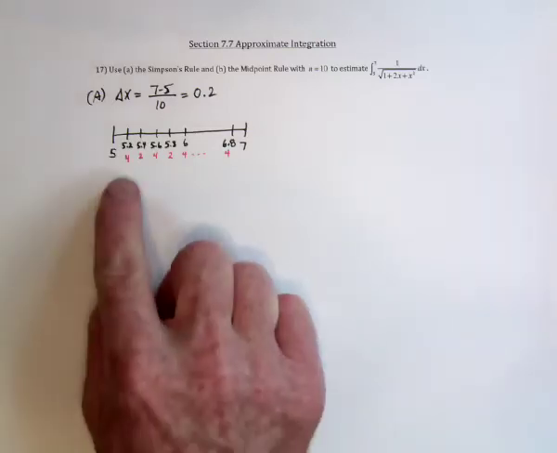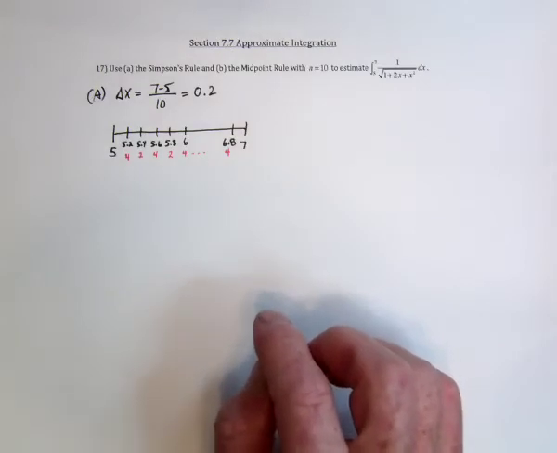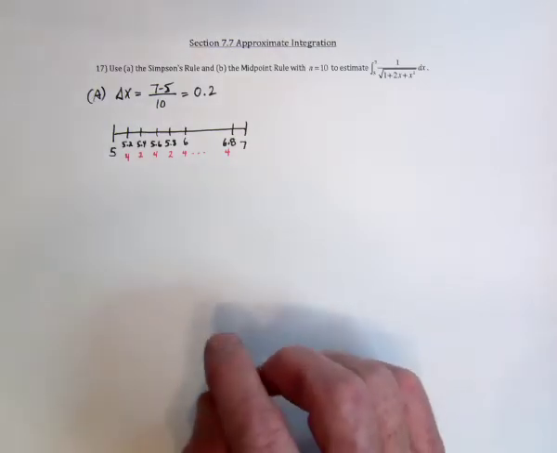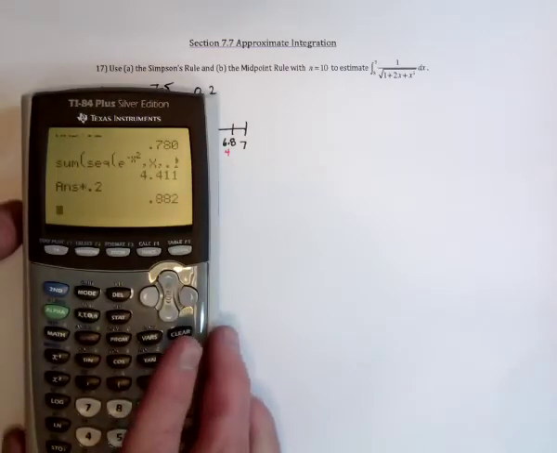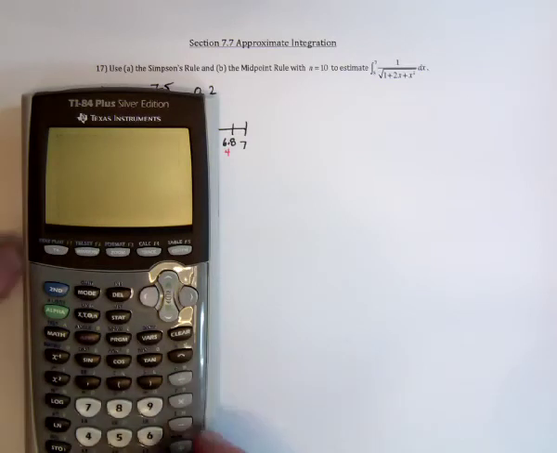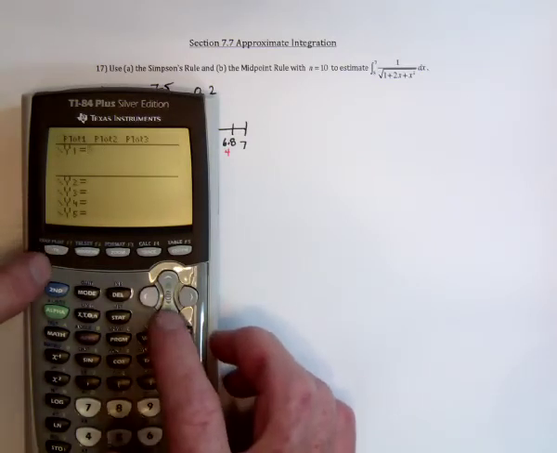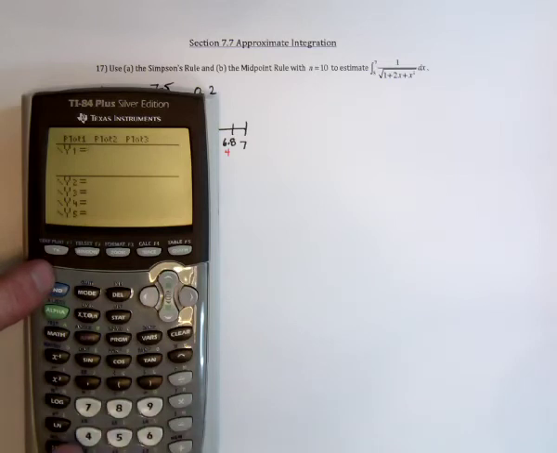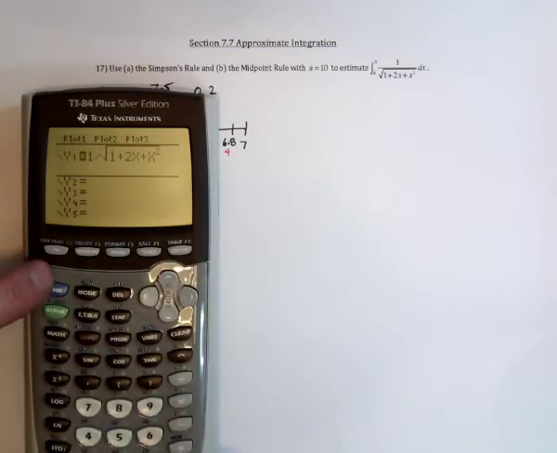Because of this alternating of 4, 2, 4, 2, we can't really have the calculator do a sum sequence. We could have it at least generate the decimals for us, but this one's going to be a little bit tedious because we're going to have to deal with a lot of decimals. So to get the calculator to make those decimals for us, first of all, pretend like you're going to graph it: 1 divided by the square root of 1 plus 2x plus x squared. And then set up the table.